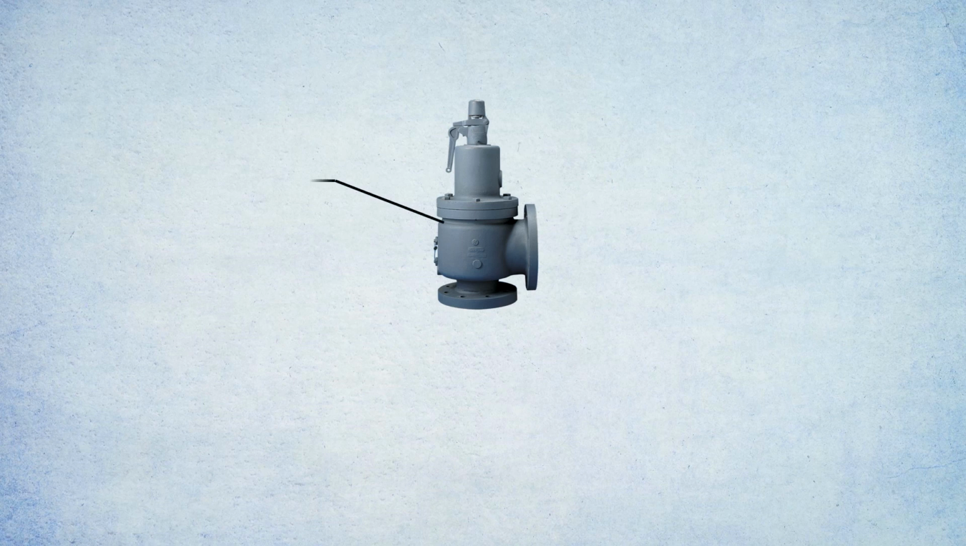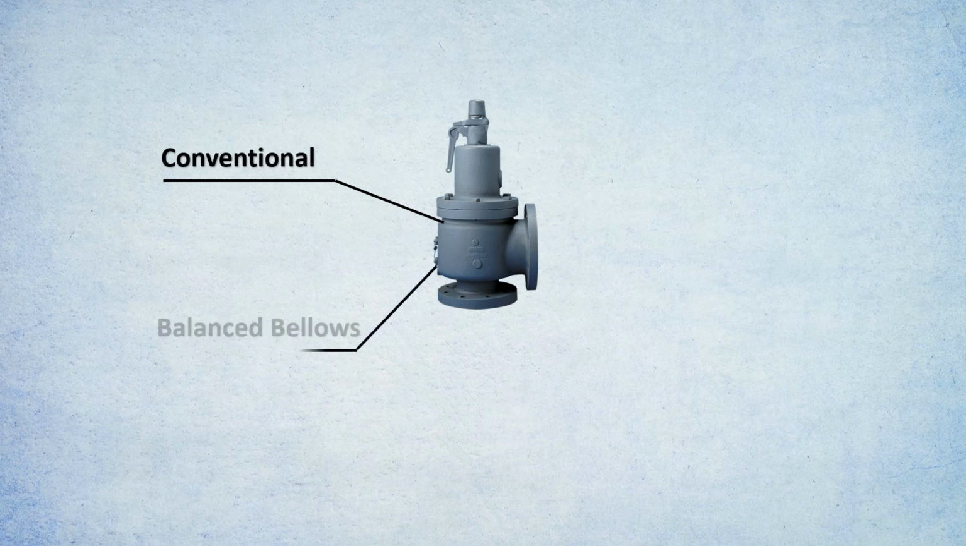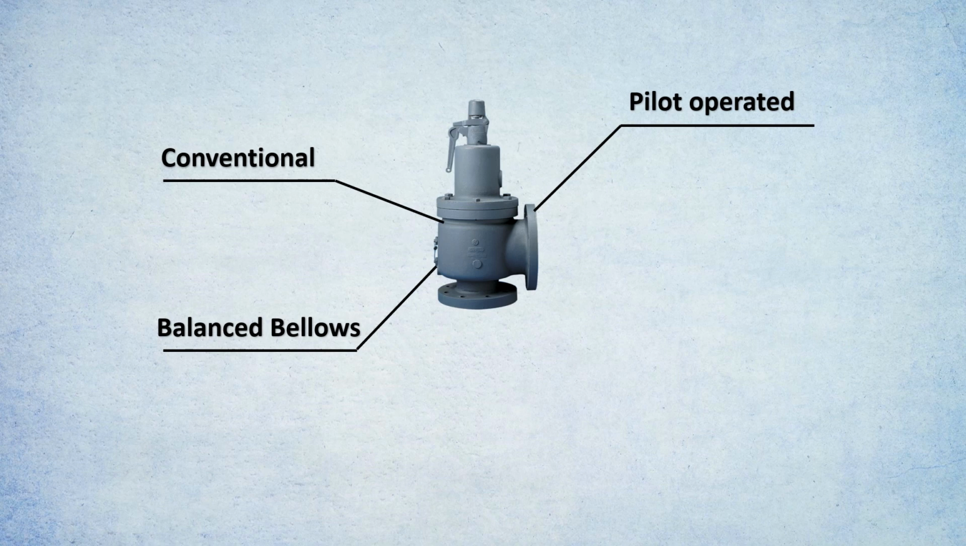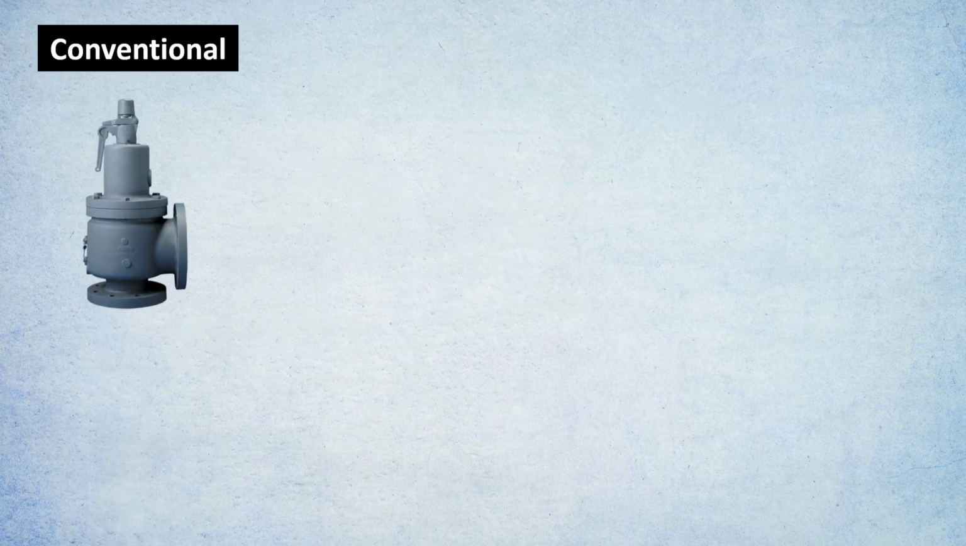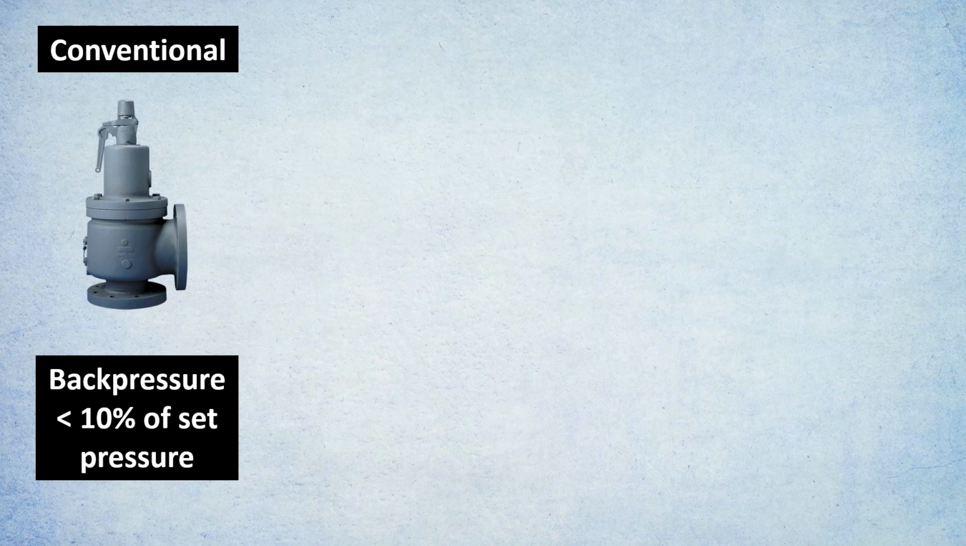First thing is relief valve is divided into various categories like conventional relief valves, then you have balanced bellows relief valves, and finally you're having pilot operated relief valves. In trying to select amongst these, one of the most important criteria is the back pressure factor. And for conventional relief valve, the back pressure should be less than 10% of set pressure.